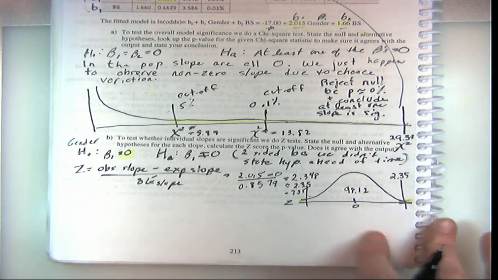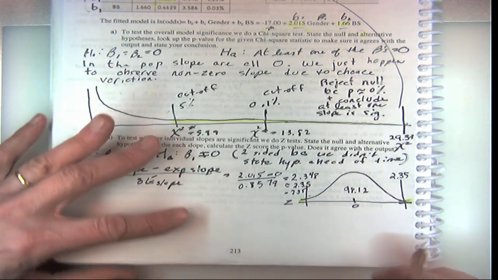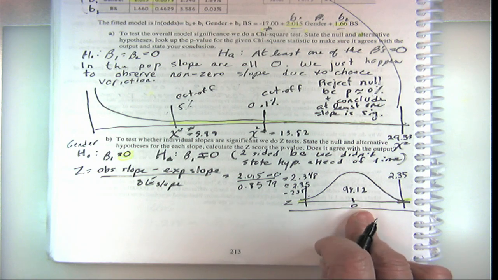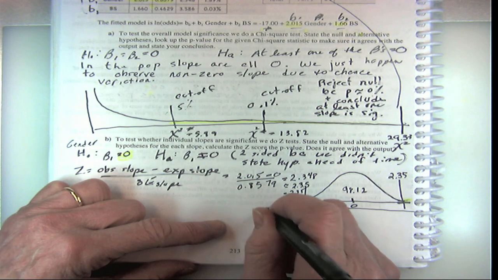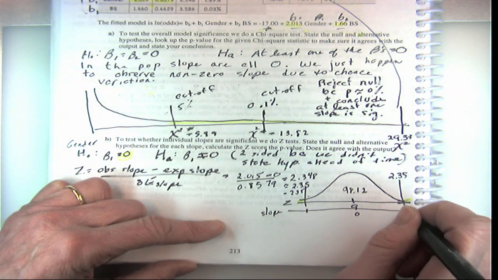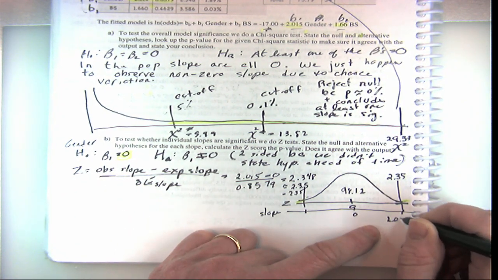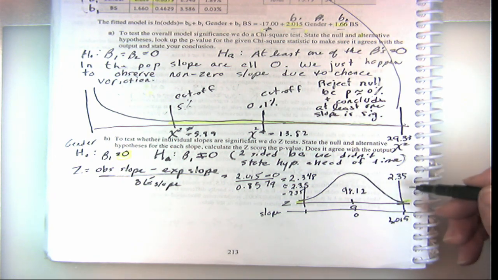So, what is our p-value? Our p-value is going to be 100 minus 98.12. And here, just to make it more intuitive, that's what it's going to look like as a z-score, but what does it look like as a slope? As a slope, we also expected 0, but our observed was 2.015. And that lines up with 2.35.